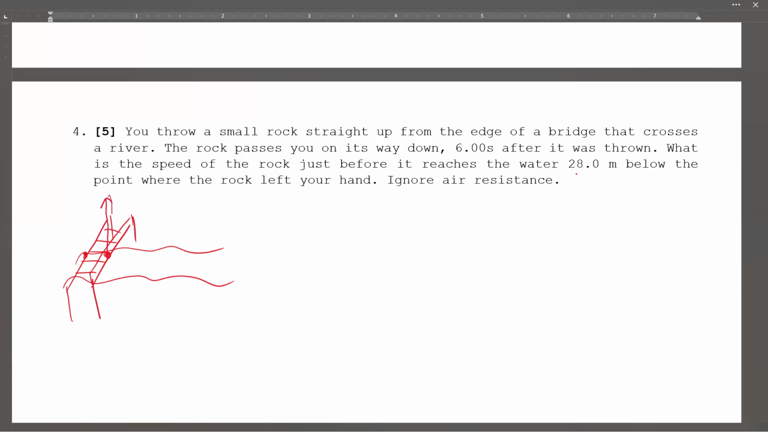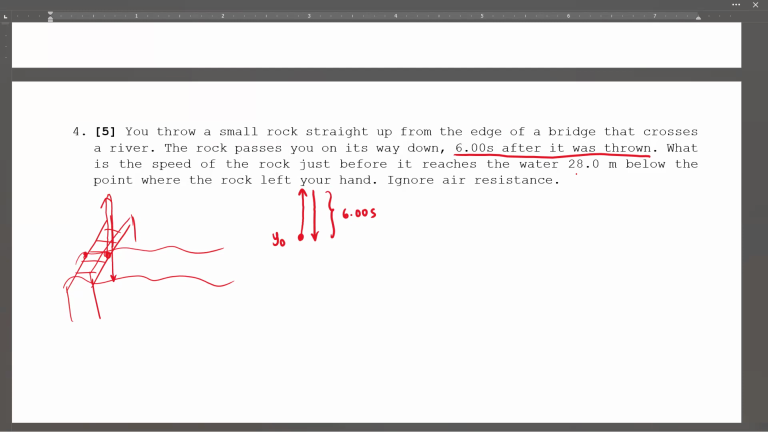Now the rock passes you on its way down, pero hindi mo siya nasalo, no? So pagkatapon mo, bumagsak lang yung rock papunta doon sa tubig. Okay? So yung scenario is, the rock passes you on its way down 6 seconds after it was thrown. Ibig sabihin, kung ito yung starting position ng rock, why not? Pagkaakyat niyang ganyan, and pagbaba niyang ganyan, may lumipas na 6 seconds bago kanya pasbayan ulit. Ibig sabihin, 6 seconds yung lumipas bago siya mag-level ulit sa starting position niya.